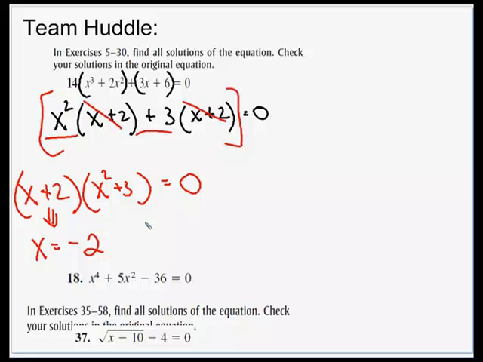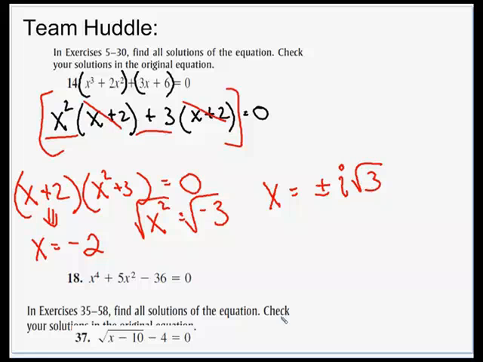And here we're going to subtract 3 from both sides. X squared will equal negative 3. And then do the square roots. So we're going to have x equals plus or minus square root of negative 3, pull out the negative as an imaginary, and we'll have our radical 3.